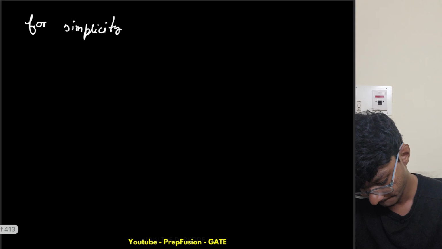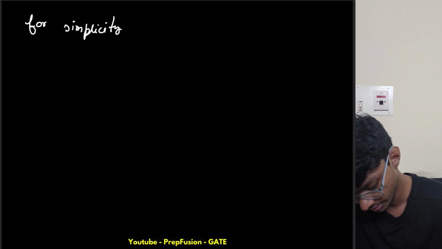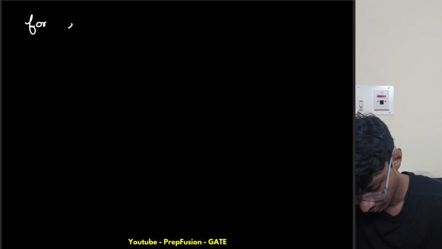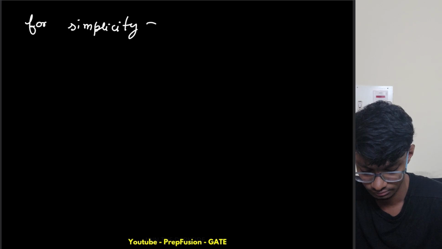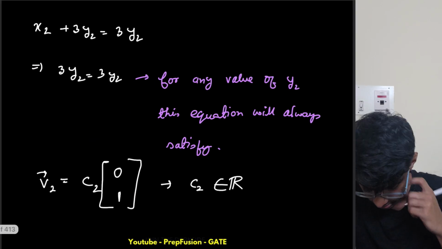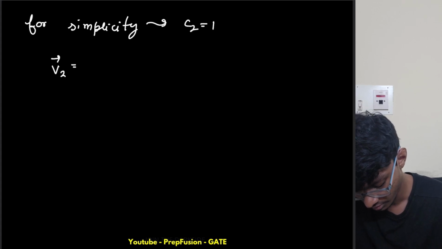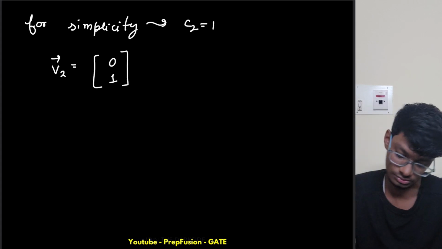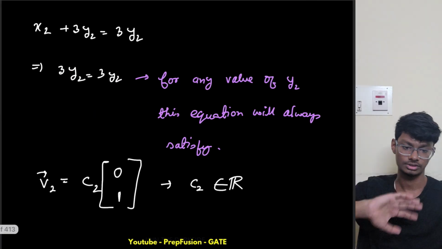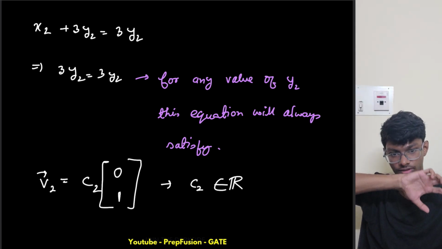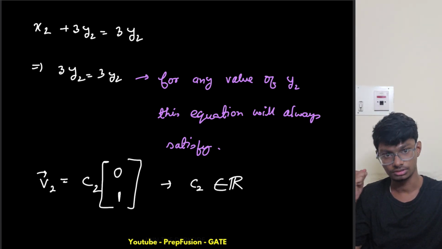So for simplicity, let me write this in a better manner. Simply take c2 equals 1. So my v2 vector equals 0 comma 1. Okay, so yeah, this is one example.